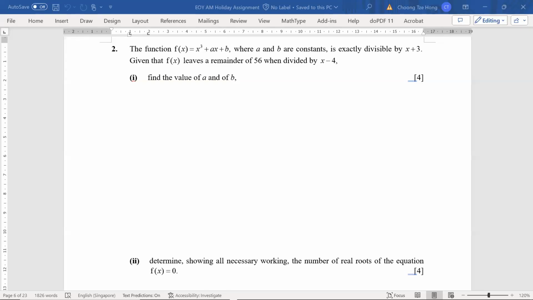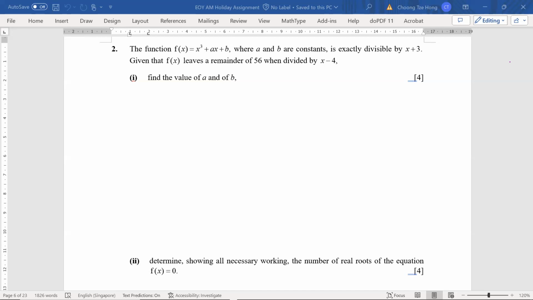Hi students, let us now take a look at 2013 O-Level Paper 2 question 3. Alright, so this question for the first part is regarding remainder and factor theorem, and for the second part is regarding cubic equations. Okay, so let's start by reading the question.